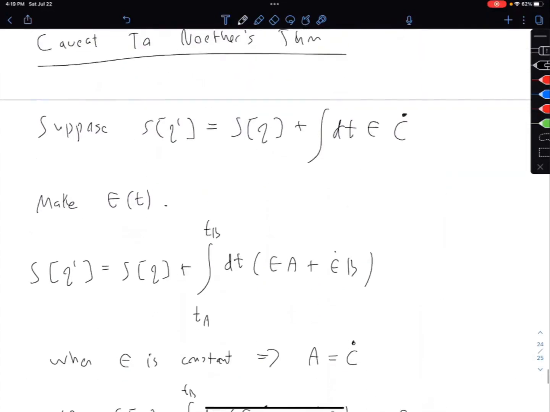So you don't have to have S of Q prime be equal to S of Q to have a symmetry that leads to a conserved quantity. You can have it equal to S of Q plus a total derivative. Okay.